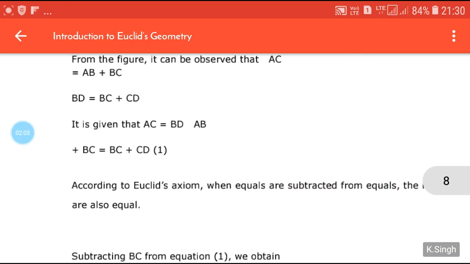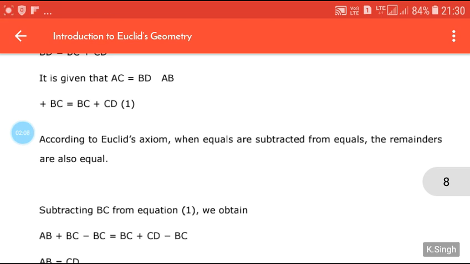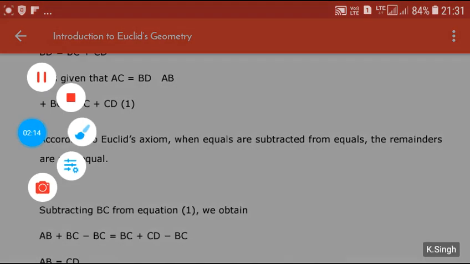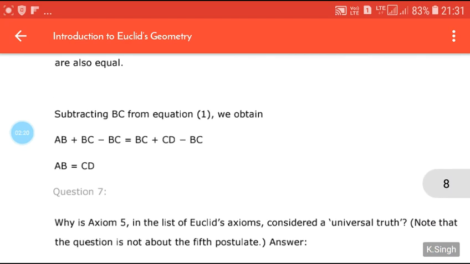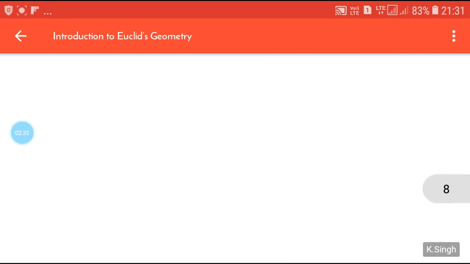So according to Euclid's axiom, when equals are subtracted from equals, the remainders are also equal. So you have to remember Euclid's axiom. When equals are subtracted from equals, then remainders are also equal. This thing you have to remember. Again, we'll do the calculation. We will subtract BC from equation 1. We obtain AB plus BC minus BC is equal to BC plus CD minus BC. So here, after cancelling, we got AB is equal to CD. And next question, please you try by yourself.